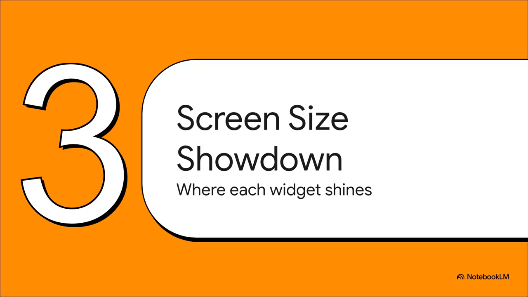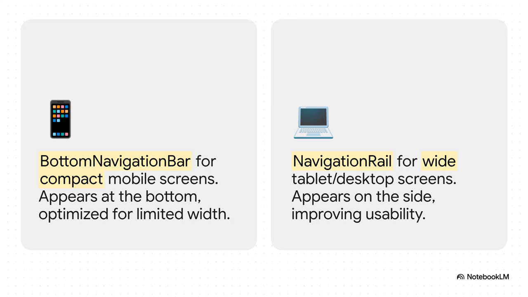All right, introductions are over. Let's put these two head-to-head in a screen size showdown. This is where you'll see where each one really shines. So here's the fundamental split. Think about it. On a phone, vertical space is gold, right? You can't waste it. That's where the bottom navigation bar lives, at the bottom, out of the way. But on a wide screen, like a tablet or a desktop, you've got width for days. So the navigation rail steps in, moves everything to the side, and suddenly your whole layout can just breathe.